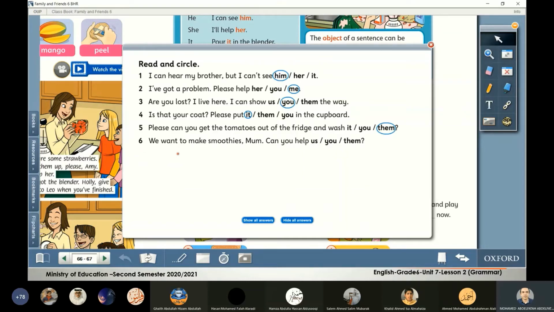We want to make smoothies. Teacher, what is the meaning of smoothies? You can go back to our lesson yesterday and learn about what smoothies are. So we want to make smoothies. Mom, can you help us, you, or them? What do you think is the correct answer, Khalid?